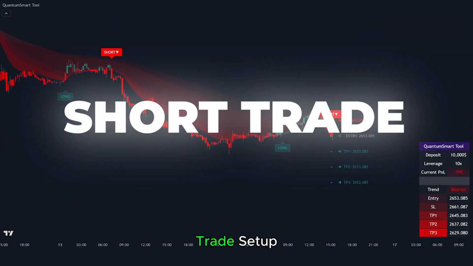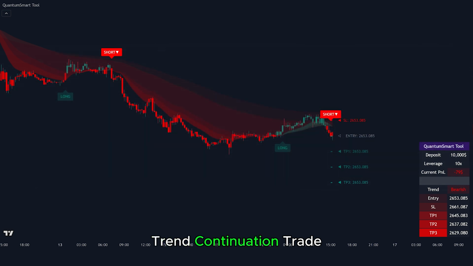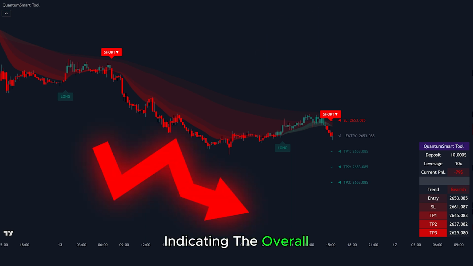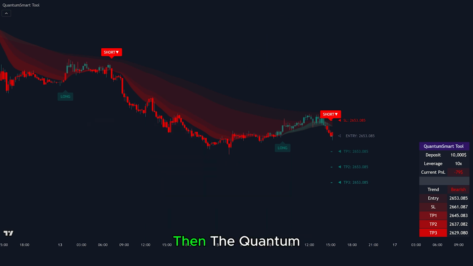Here's another short trade setup, which is a trend continuation trade. First, we see that the moving average cloud is consistently red, indicating the overall trend is bearish. Then, the Quantum Smart tool gives a short signal in the direction of the trend.